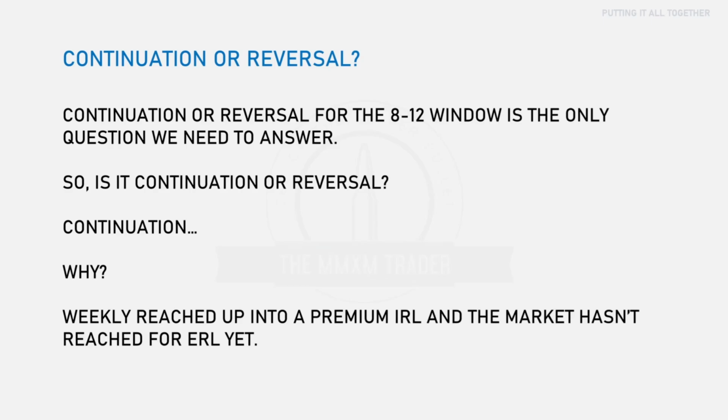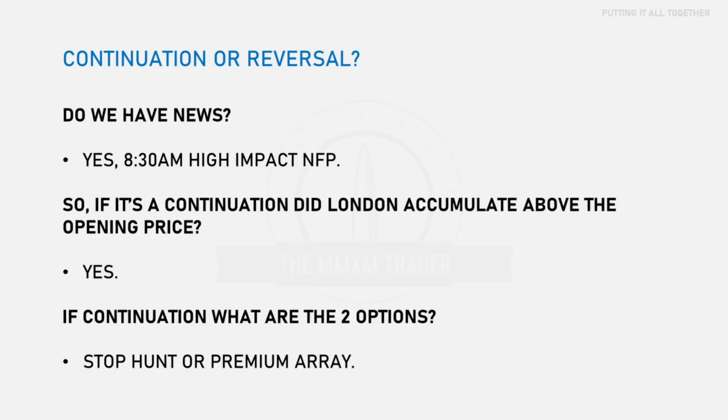So continuation or reversal. Why is it continuation? The weekly reached up into a premium internal range liquidity, that fair value gap, and we could see it draw lower later, and the market hasn't reached for that external range liquidity yet. So this is the why for a continuation. So do we have news? Yes, we have 8:30 a.m. high impact news, NFP. So if it's continuation, did London accumulate above opening price? Yes, it did, as we outlined earlier. And if it's continuation, what are the two options? We either have a stop hunt or we hit a premium array.